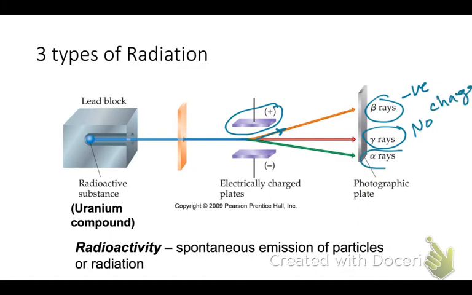And alpha ray, which is what we will focus on, was attracted, coming down to the negative part of the electrical field, or the negatively charged electrical plate, which means that alpha ray had a positive charge.